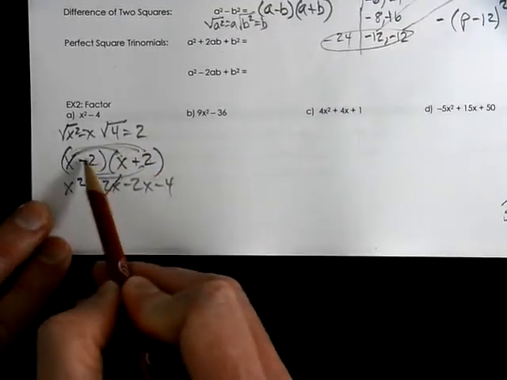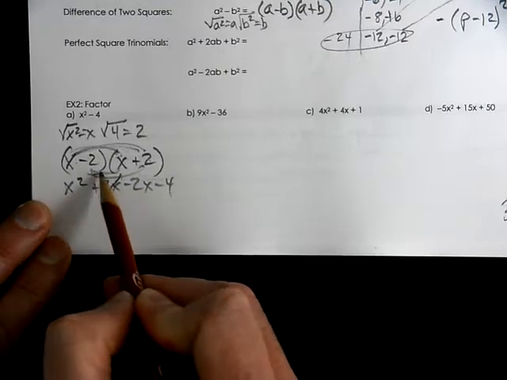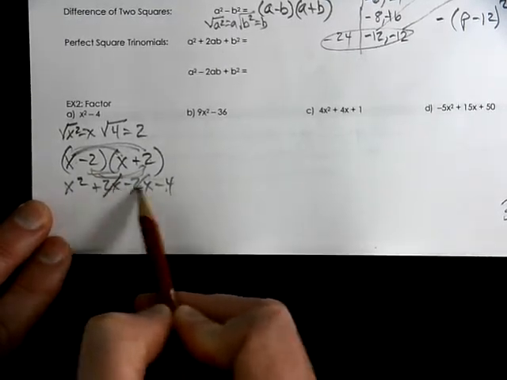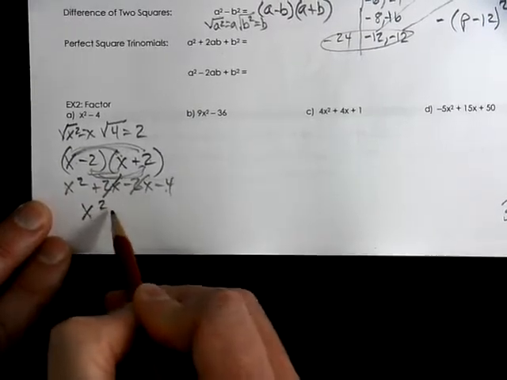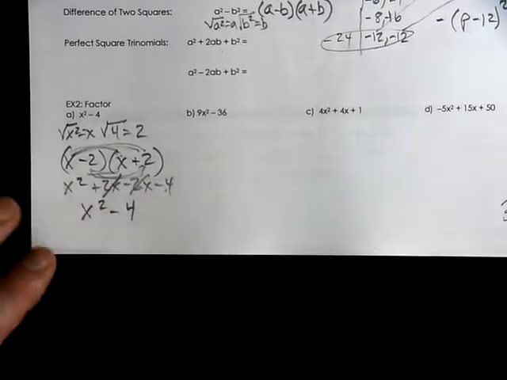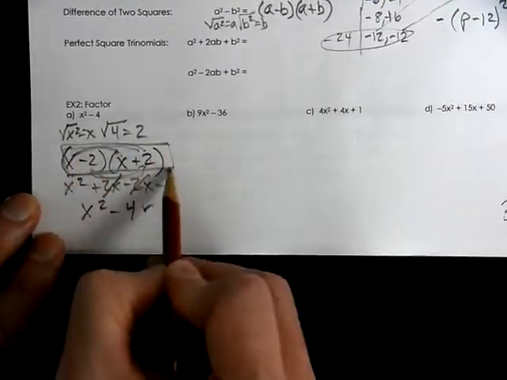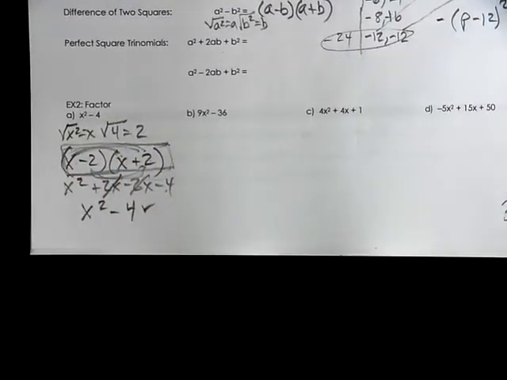Multiply through to get 2x minus 2x and a negative 4. These are going to cross out, and you're left with x squared minus 4. That worked. That means this is your answer. This is your factored form.